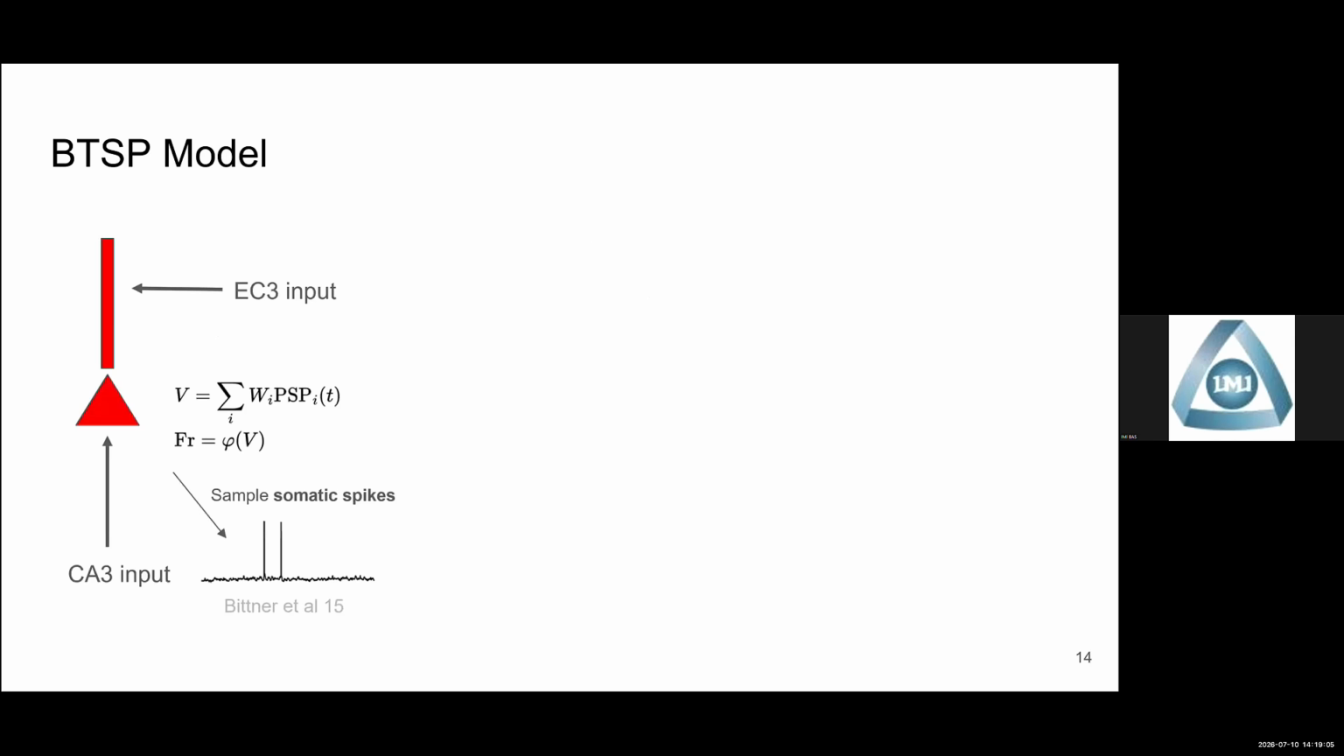I have a 2-compartment neural model. I have an upper compartment which gets EC3 input. I have my somatic compartment which gets the CA3 input. I have a membrane potential which is just the sum of PSPs with the weight, so that's a linear neural model. And then I choose a spike response model here. So I have a nonlinearity, and then I have to sample some somatic spikes from that, right?